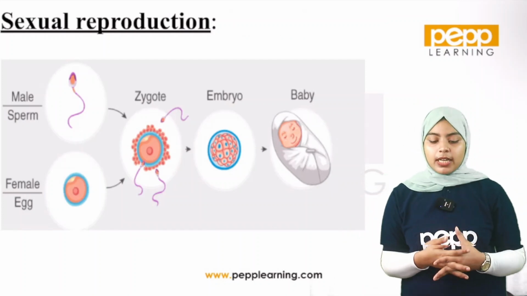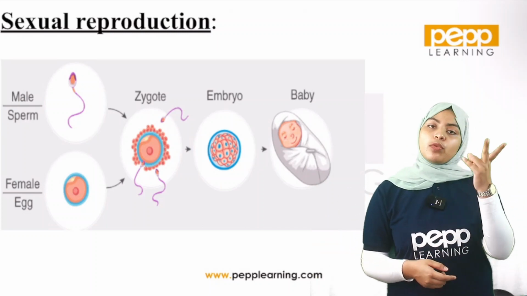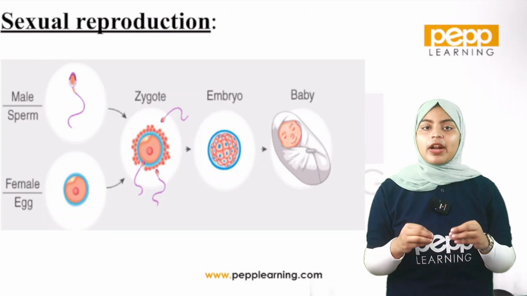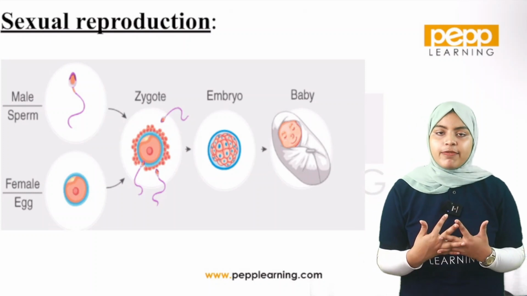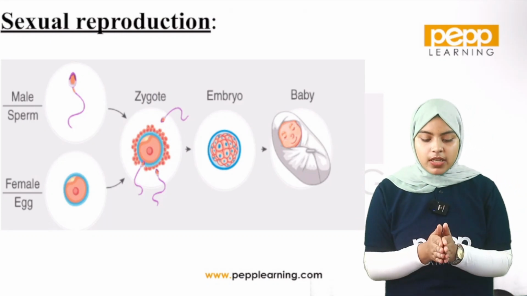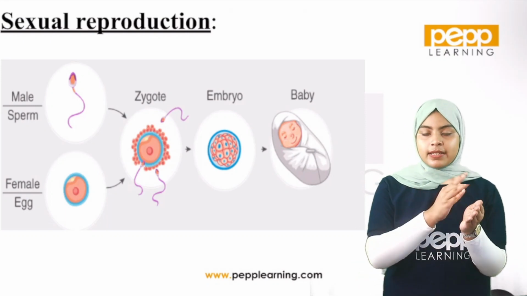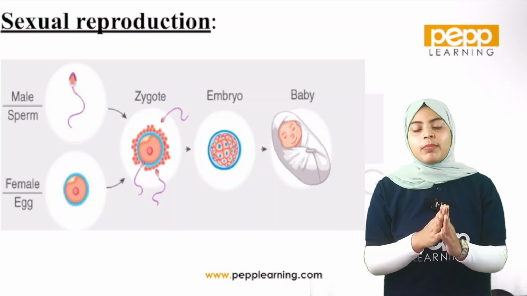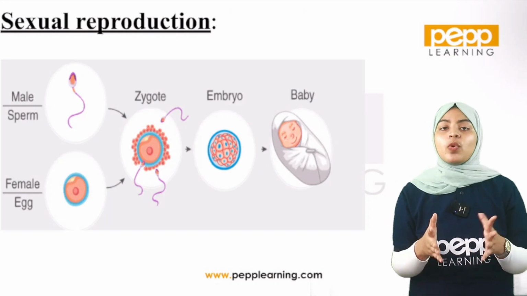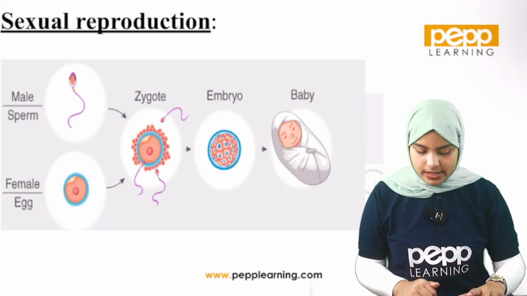Now coming to sexual reproduction, things are a little more complicated than asexual reproduction. First we need 2 mates, one male and one female. What are the sexual reproductive cells of the male? It is sperm, and in the female it is the ovum or egg. When sperm and egg come together, a zygote is formed, and that zygote becomes an embryo, and from an embryo it becomes a baby. So it is a little complicated process compared to asexual reproduction. We need 2 mates, the female and male gamete.